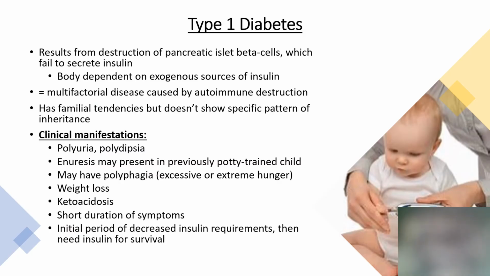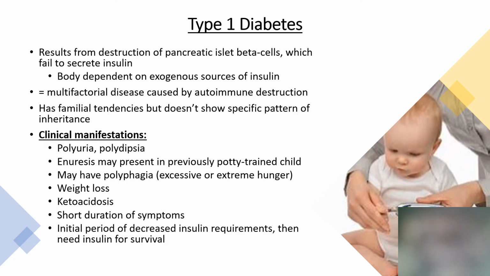In terms of type 1 diabetes, this results from the destruction of the pancreatic beta cells that secrete insulin. So the body is really dependent upon exogenous insulin sources. It is an autoimmune disease, and while it does have familial tendencies, there is no specific pattern that we note. In other words, we don't know that if mom has it, the children will all get it, or it skips a generation. We don't really know that pattern.